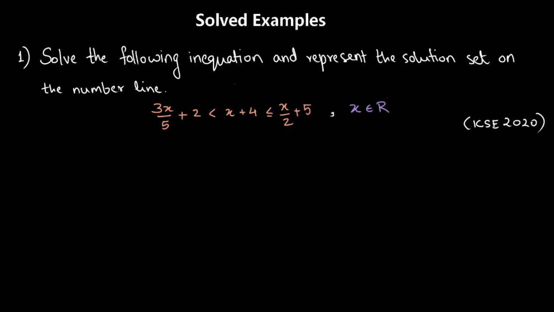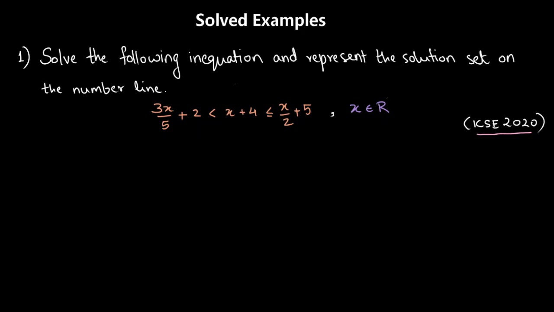Solve the following inequation and represent the solution set on the number line. So we've been given this inequation over here: 3x upon 5 plus 2 is less than x plus 4 is less than or equal to x upon 2 plus 5, and x belongs to real numbers. This question was asked in the ICSE 2020 examination.